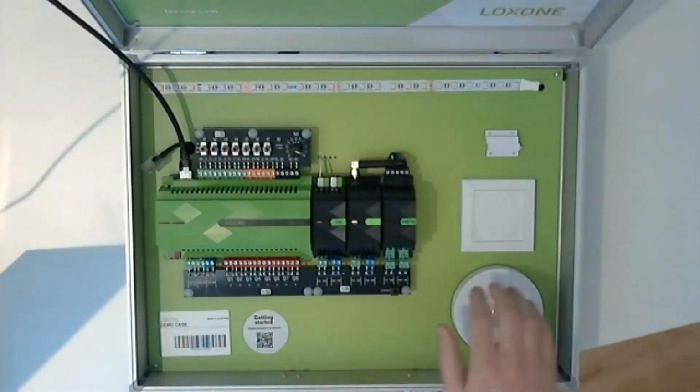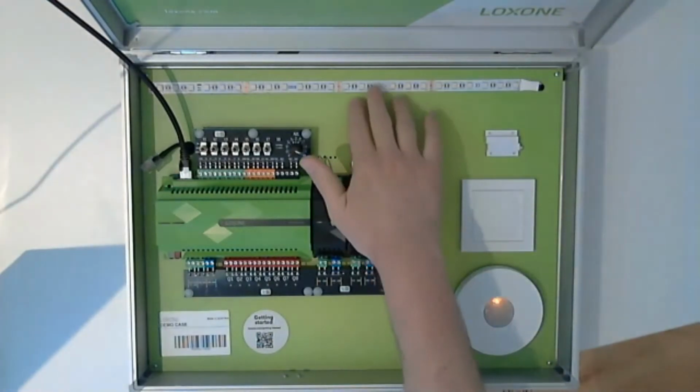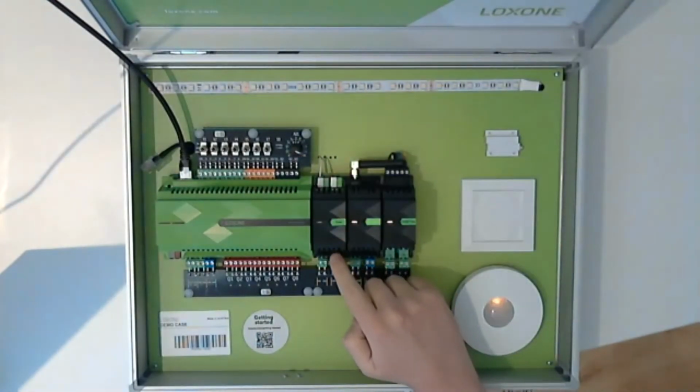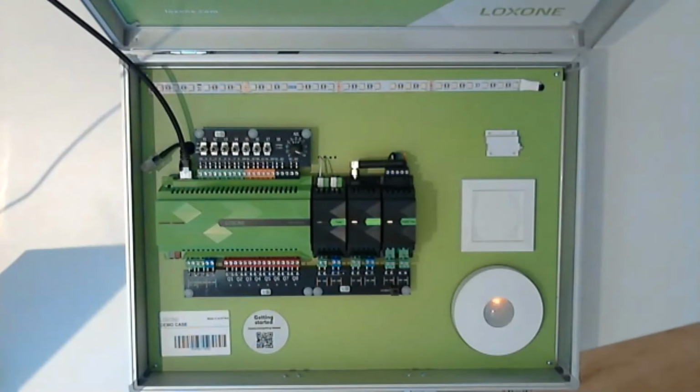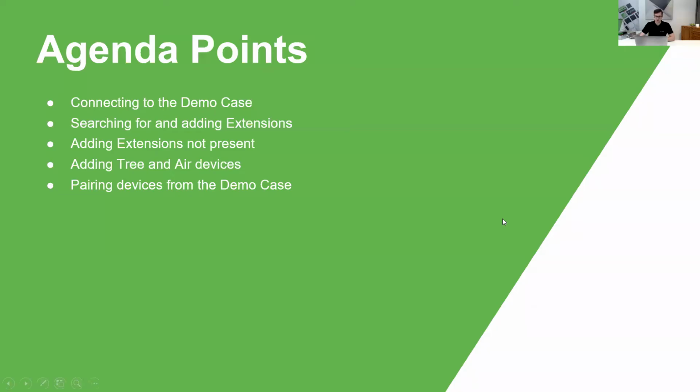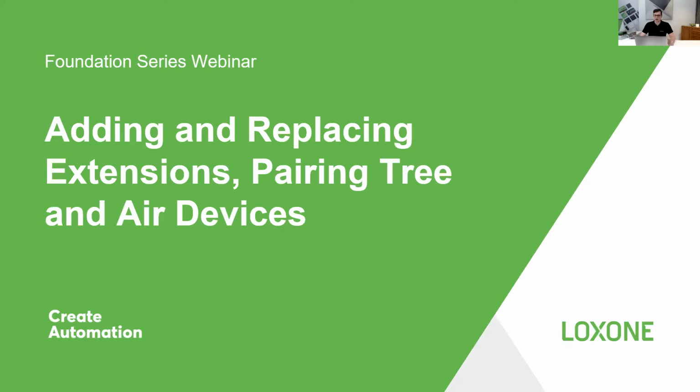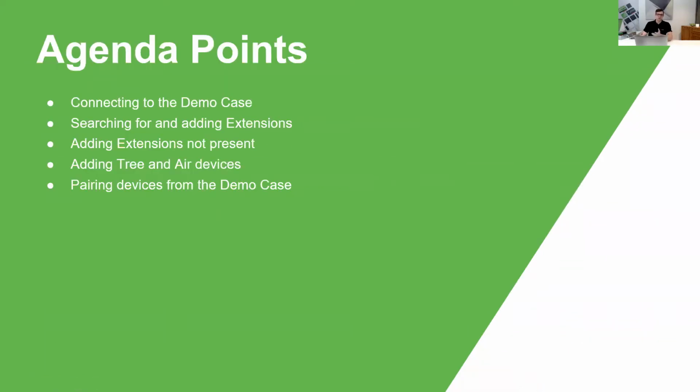So I'm going to need to, before I can get these things to work, get these extensions added. And so that is going to be our focus of today, is going to be extensions. So we are going to be looking at adding and replacing extensions and then pairing of tree and air devices. So this is going to be our agenda.